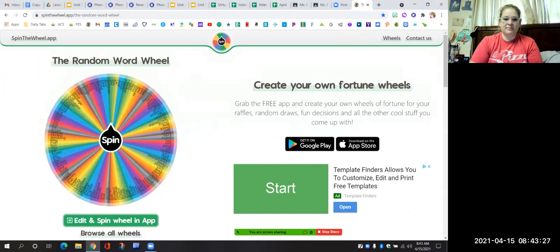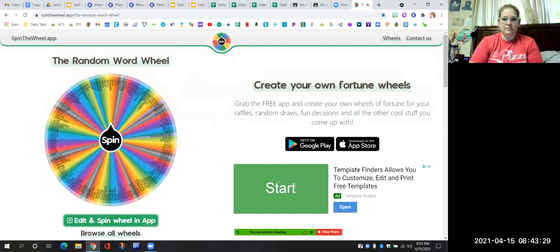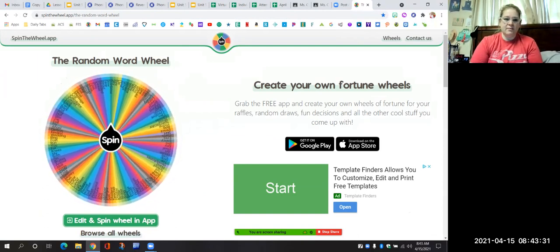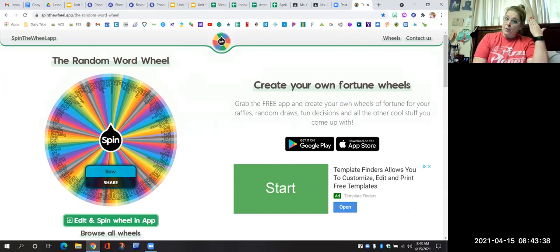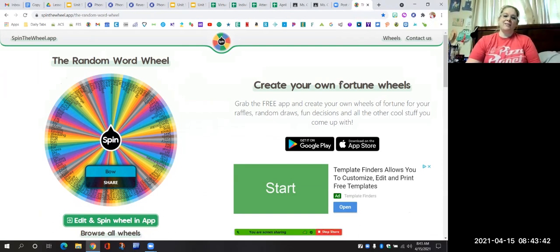Spin. All right, our word of the day is bow or bow, whichever one you say. If you want to say bow, like I have a bow in my hair, or I bow before the king. Spelled the same way, just say it differently.